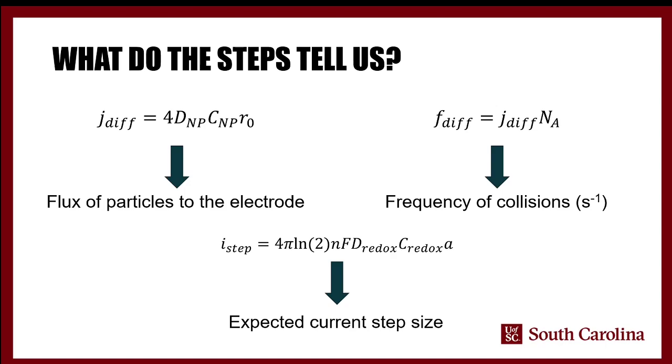You can also back out the frequency of collisions that you expect to see. That's just the flux of particles to the electrode multiplied by Avogadro's number. All that gives you is the number of atoms per second, or the number of collisions per second, that you predict to have happen based on the average diffusion rate of your nanoparticle, the concentration, and the radius of your electrode. And then the last thing is you can actually predict a step size.